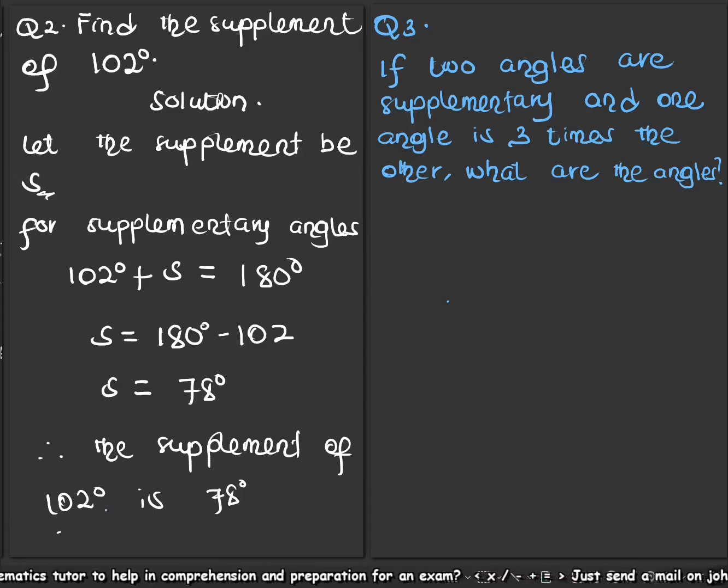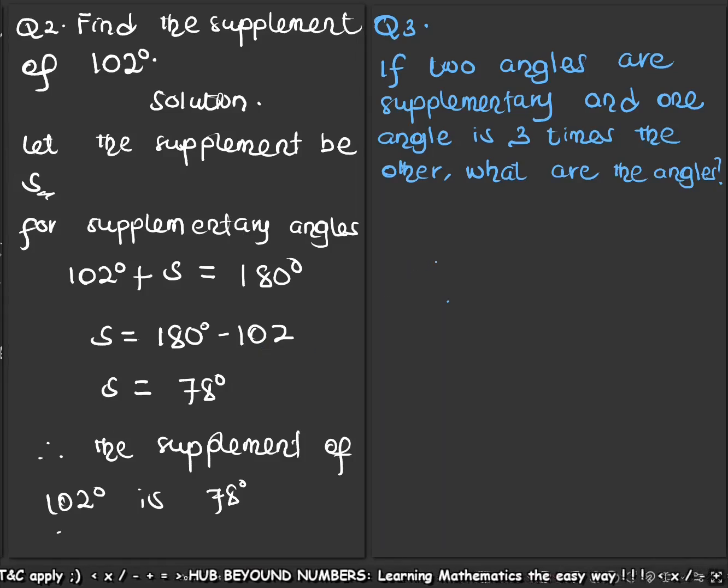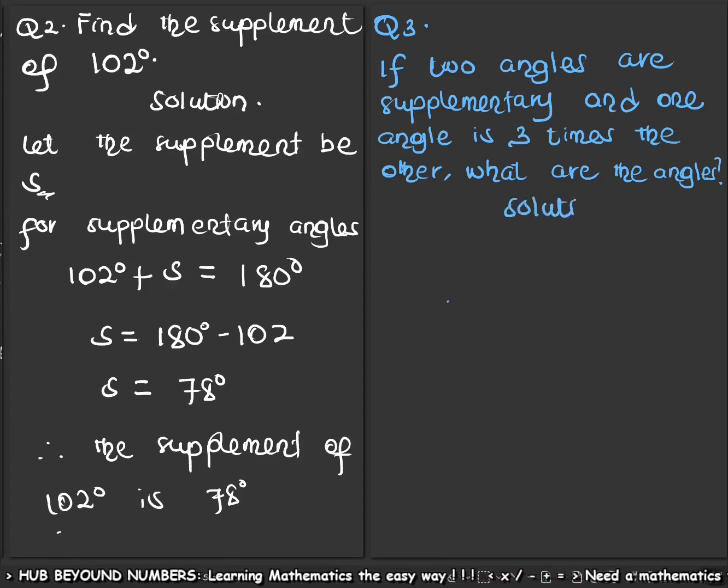So we have this interesting question here, which says, if two angles are supplementary and one angle is 3 times the other, you have to find the angles. Now this is trying to test your understanding of algebra and also of angles. Let's see how we can go about this question. So our solution: we start by first introducing our variable.